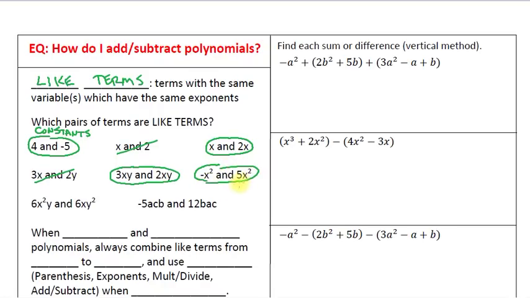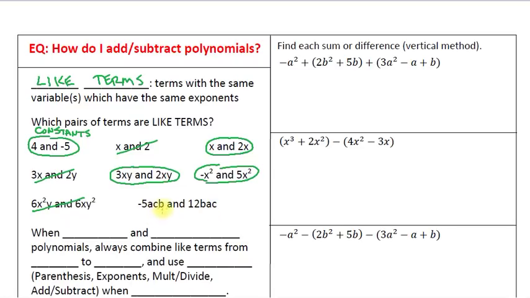Those are like terms. Okay, how about 6x squared y and 6xy squared? Now, don't be fooled on this. This term has an x and a y, and this has an x and a y. But this is x squared, and this is x to the first power. And this is y to the first power, and this is y squared. Those are the same variables, but they don't have the same exponents. Again, it doesn't matter they have a 6 there. That's irrelevant. The variables do not have the same exponents. They cannot be added or subtracted.